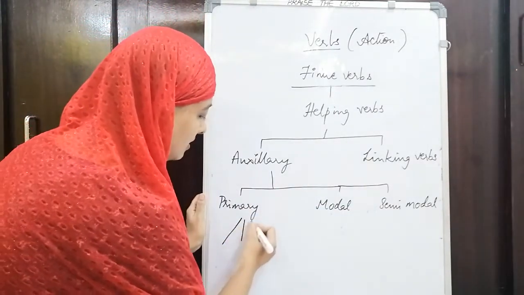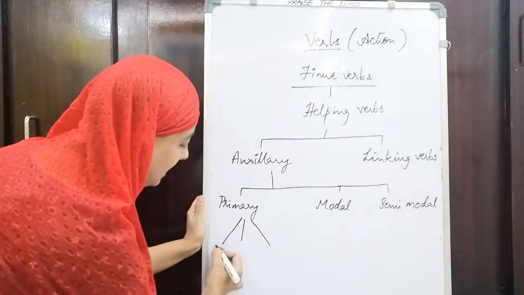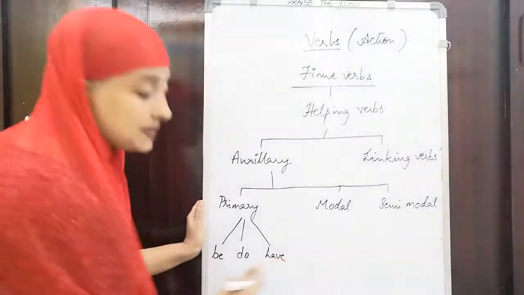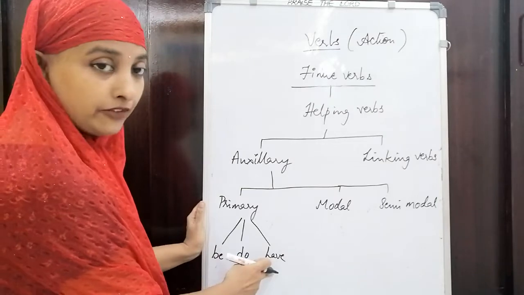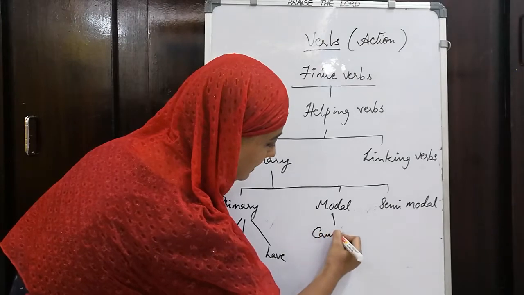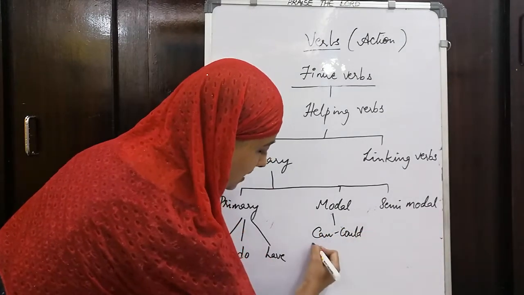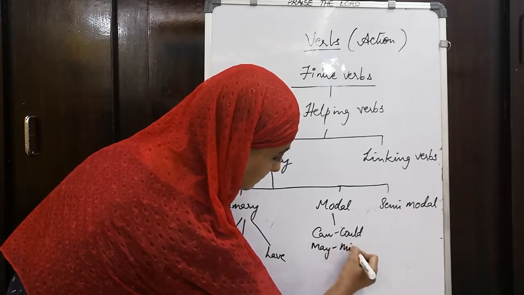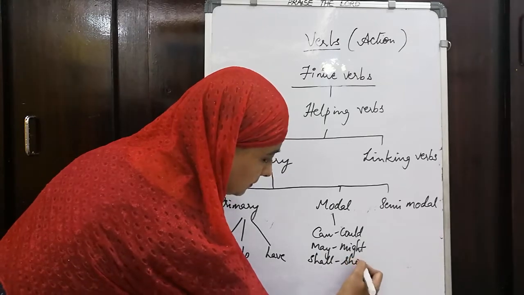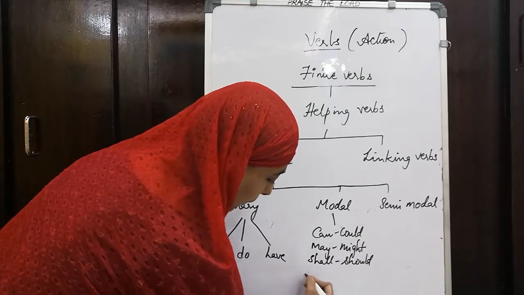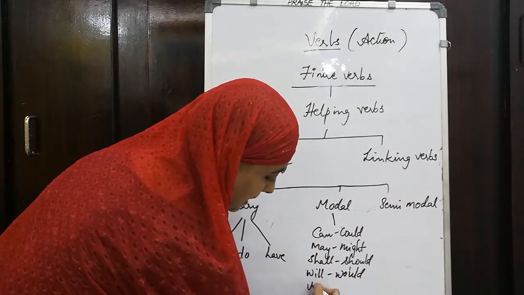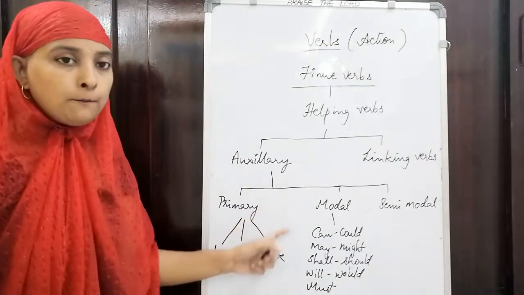Again, primary are three kinds: be form, do and have verbs. Be verbs, do verbs and have verbs. Okay, coming to modal verbs: can, could, may, might, shall and should, and will and would, must. These are all modal verbs.